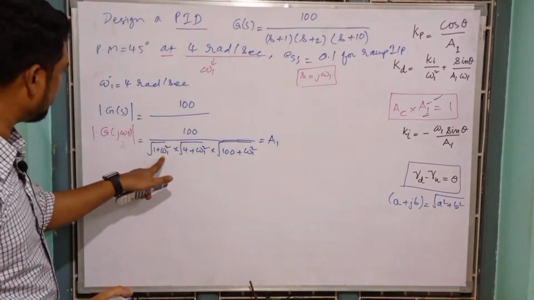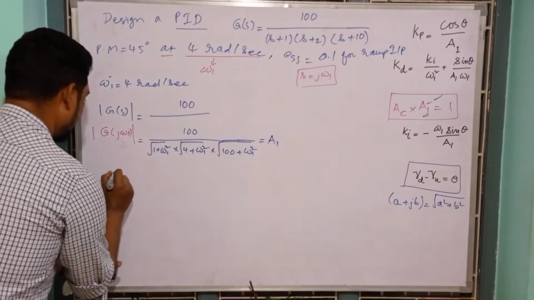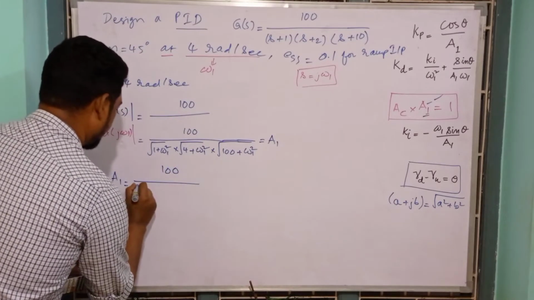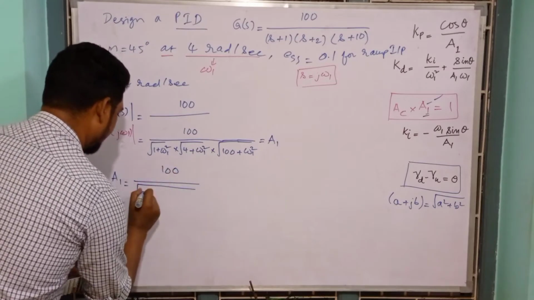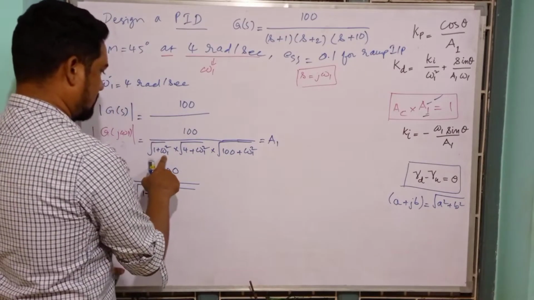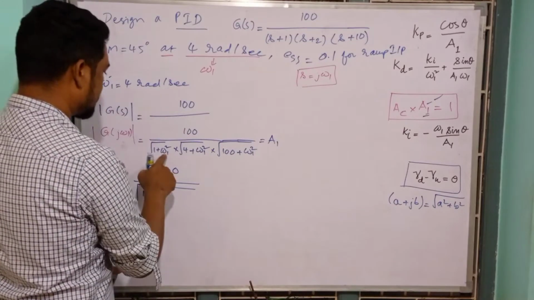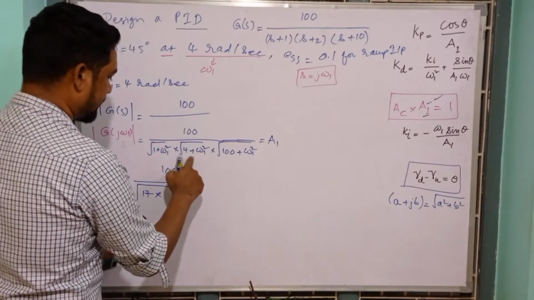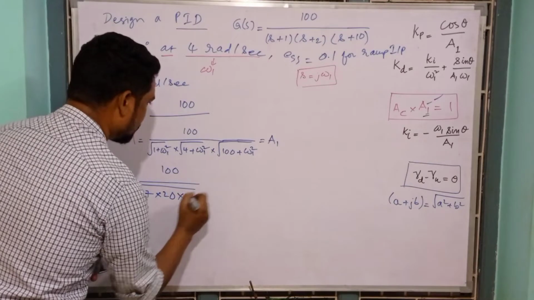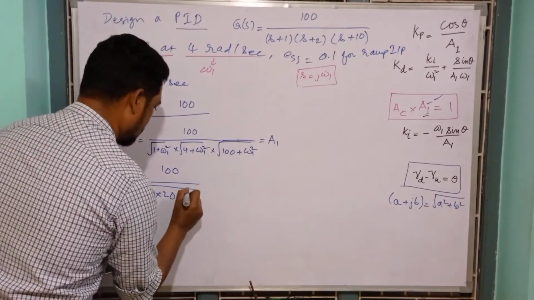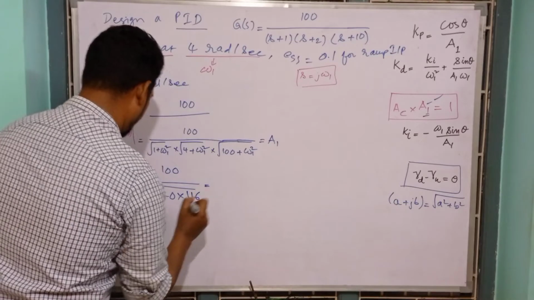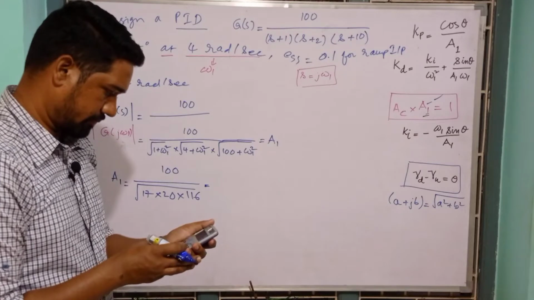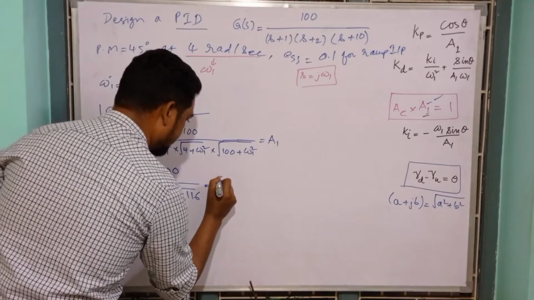So plugging in the value of omega 1 equal to 4 radians per second, A1 will be equal to 100 by under root of this one. This will be 17, omega 1 is equal to 4, isn't it? 4 square, that will be 16 plus 1, that will be 17, into this one will be 16 plus 4, that will be 20, into this one will be 100 plus 16, so 116 over here, and if I am not wrong, it should be 0.5. Guys, 100 by under root of this, yeah, it's 0.5.